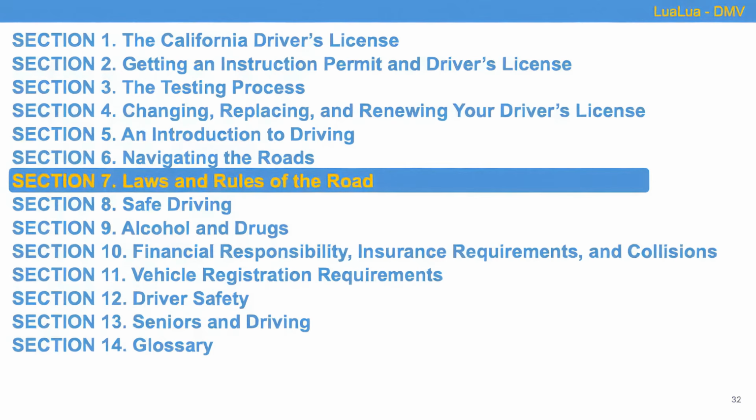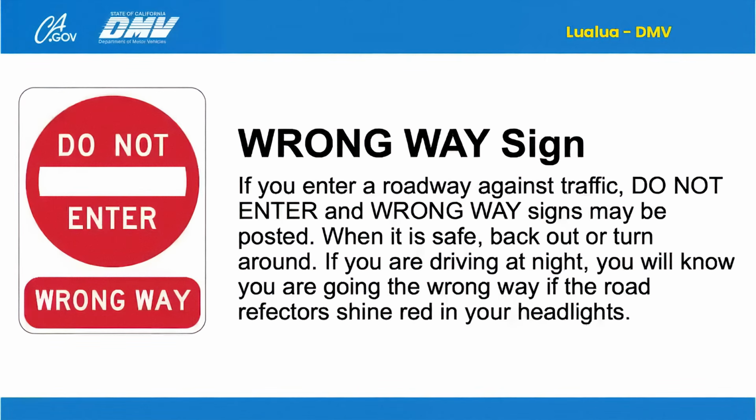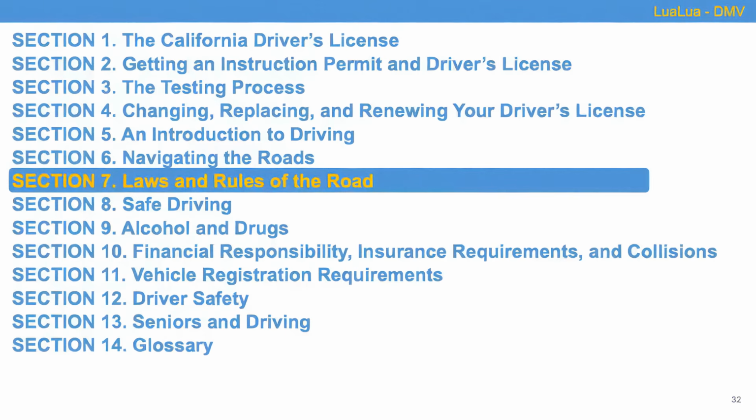Red and white regulatory sign. Follow the sign's instruction. For example, do not enter means do not enter the road or ramp where the sign is posted. Wrong way sign. If you enter a roadway against traffic, do not enter and wrong way signs may be posted. When it is safe, back out or turn around. If you are driving at night, you will know you are going the wrong way if the road reflectors shine red in your headlights. Red circle with a red line through it. The picture inside the circle shows what you cannot do and may be shown with words.